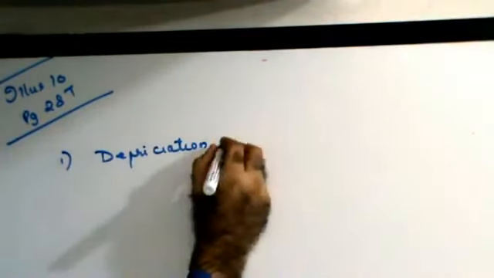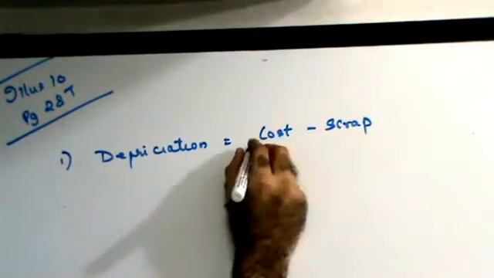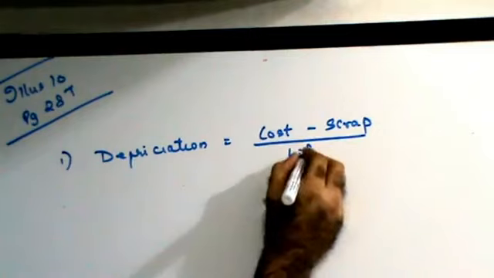Illustration 10, page 287. Right? Let's see this. They've given you that cost of the project is 5,20,000, estimated life is 5 years, and scrap value is 20,000. So the first thing that you have to do is calculate depreciation. Depreciation is nothing but cost minus scrap upon estimated life.